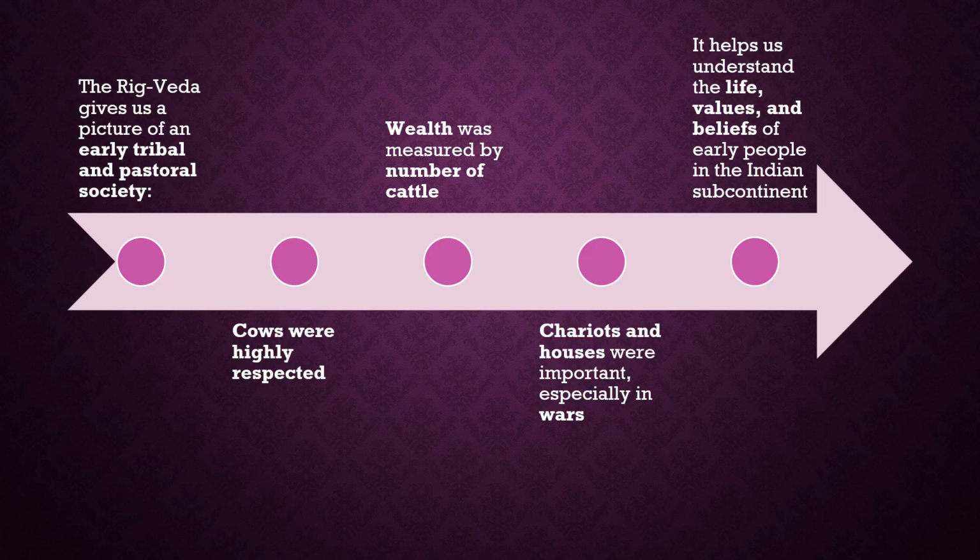Rig Veda gives us a picture of an early tribal and pastoral society also. Cows were highly respected here. Wealth was measured by the number of cattle. Cattle means cows and buffaloes. Chariots and houses were important, especially in wars. It helps us understand the life, values, and beliefs of early people in the Indian subcontinent. And all this information we get when we go through the Rig Veda.